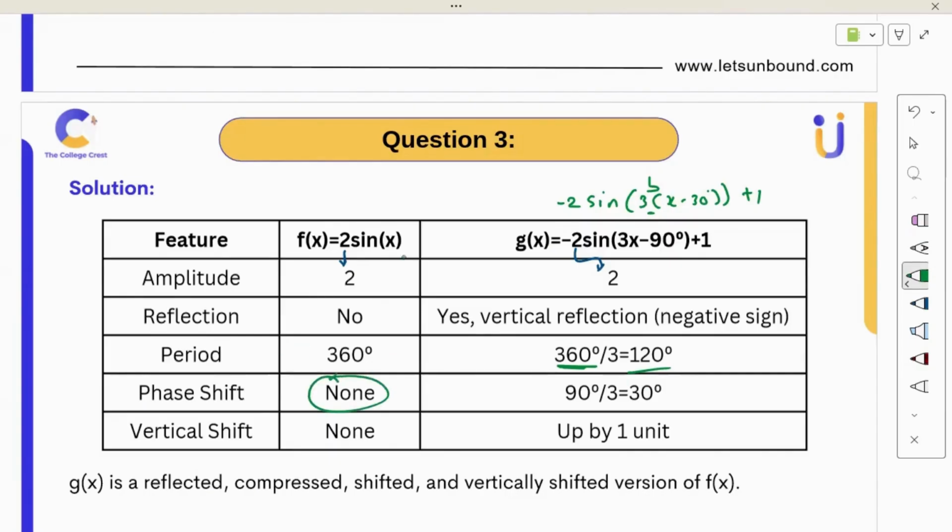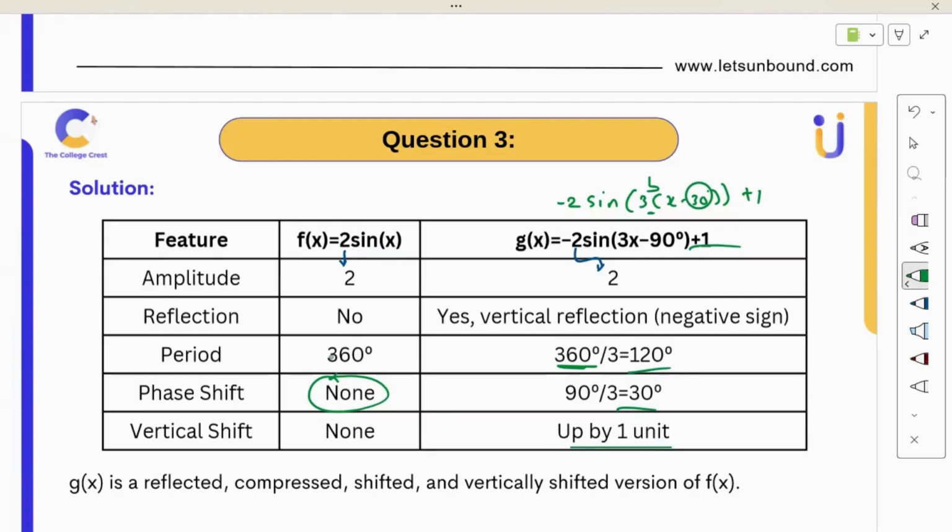Phase shift: none here because nothing is added or subtracted with x. But here the phase shift is 30, so we should take that 3 common. And vertical shift: none, nothing is added. Here something is added to the function. That is +1, which means up by 1 unit.